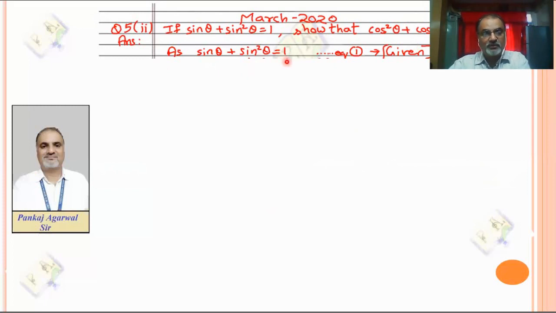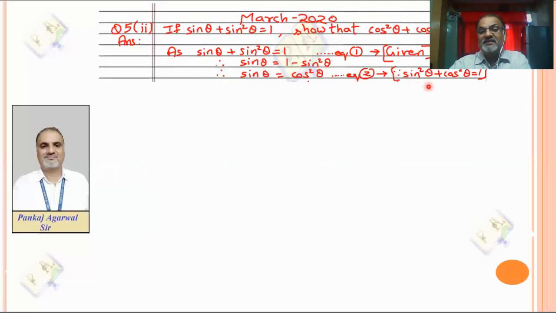Now, as sin theta plus sin square theta equal to 1 is given to me, I'll write it as equation 1. Take sin square theta on the RHS. So it will become sin theta equal to 1 minus sin square theta. Now it is an identity. What is the identity? Sin square theta plus cos square theta equal to 1. Therefore, what is 1 minus sin square theta? Cos square theta. Therefore, sin theta equal to cos square theta. I'll number it as equation 2.